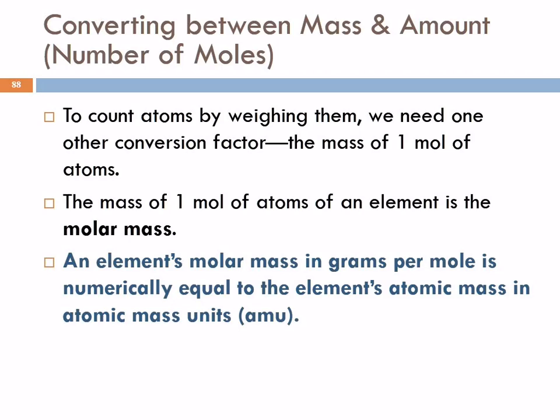So to count the atoms by weighing them, we need one more thing. We need the mass of a mole of atoms. And that the mass of a mole is called the molar mass. The atomic mass is the mass of an atom. The molar mass is the mass of a mole. And because of how the mole was defined, an element's molar mass in grams per mole is numerically equal to the element's atomic mass in atomic mass units.